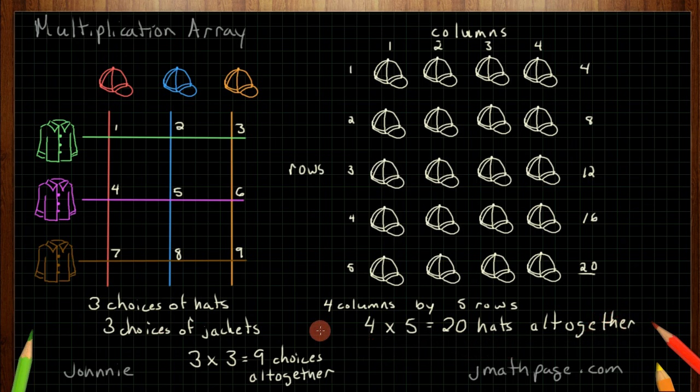All right, so I've given you two examples of arrays. One kind of array helps us decide what kinds of choices there are and all the different possibilities. Another way of using arrays is to count things in terms of a grid, organized in columns and rows. Both of those have to do with multiplication in the ways that we've shown you. 4 columns by 5 rows becomes 4 times 5, which gives us 20 hats altogether.